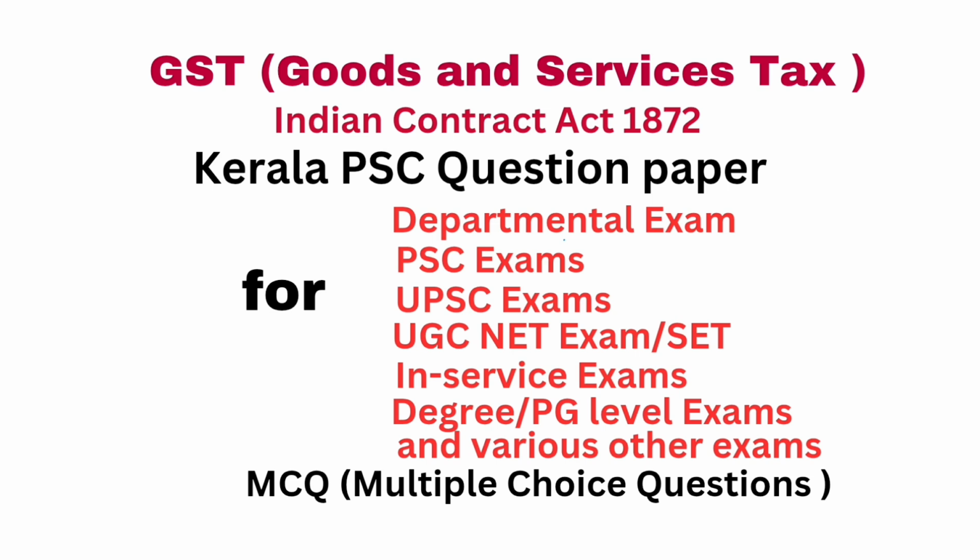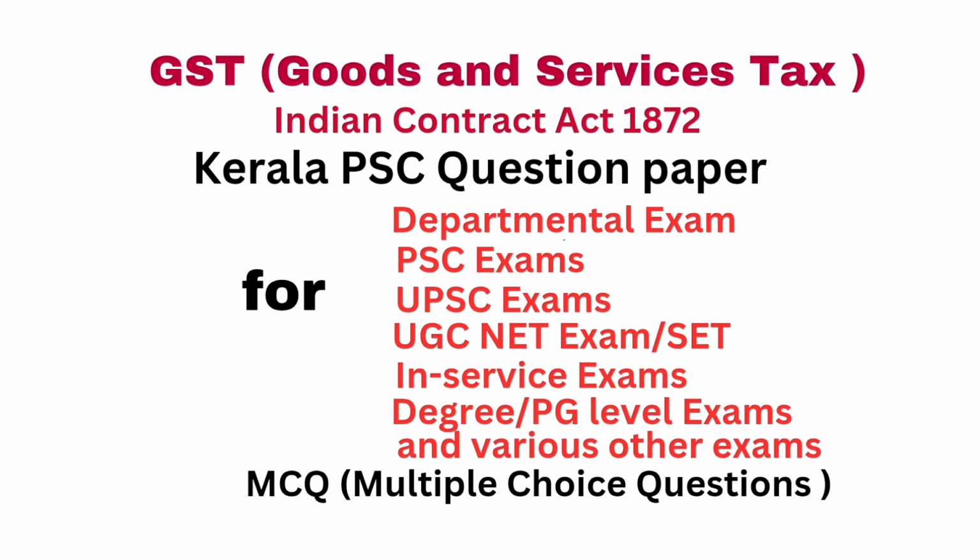Question number 64. Consideration and objects are lawful unless answer, option A, it is forbidden by law. Option B, it is fraudulent. Option C, involves or implies injury to the person or property of another. Option D, all of the above. Correct answer, all of the above.